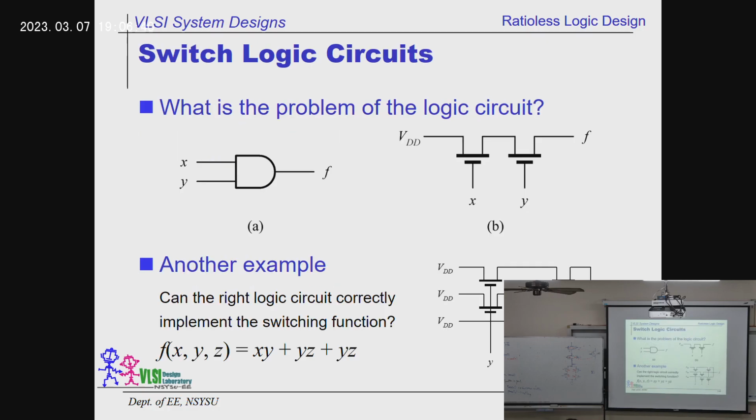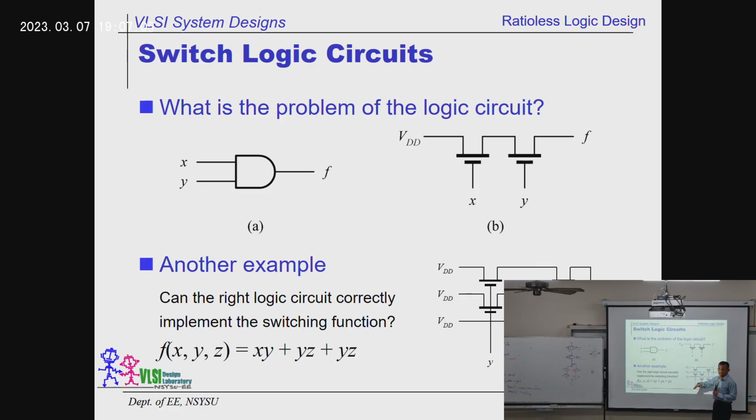Okay, so first thing first. The left-hand side is the AND gate, and the right-hand side here is a simple way to implement it, but the answer is this one is bad. This one is bad. Why is it bad? Is anyone able to tell me why it is bad? This is the AND gate, right?